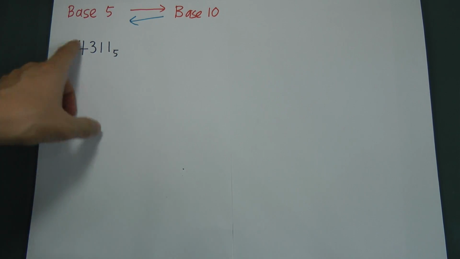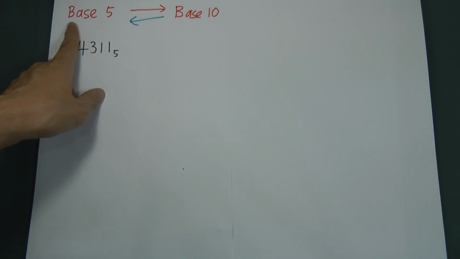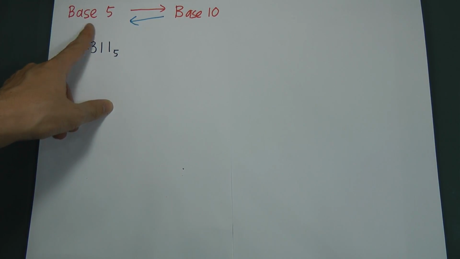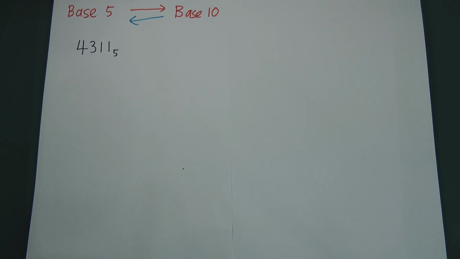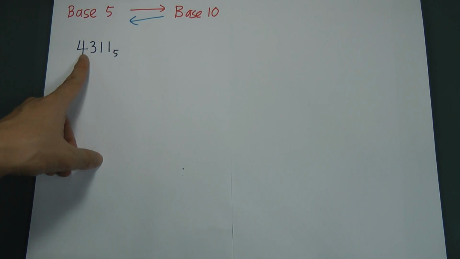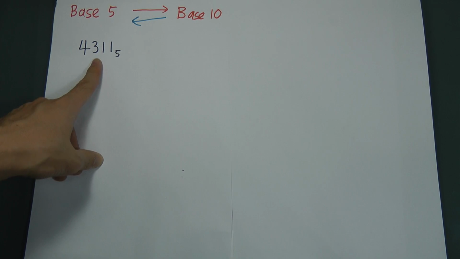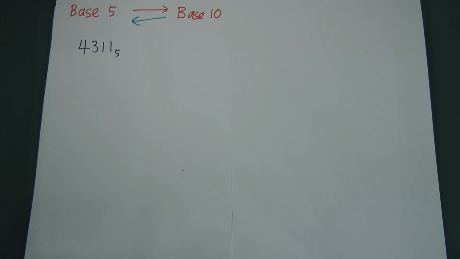Why will I start with base 5? Because actually the only base you cannot press using the calculator is base 5. So I teach you about base 5 first. Now we have 4 digits of base 5: 4, 3, 1, 1, base 5. How do we change this one to base 10?